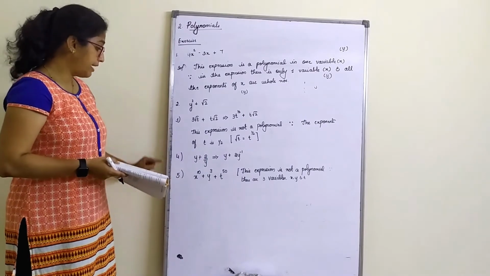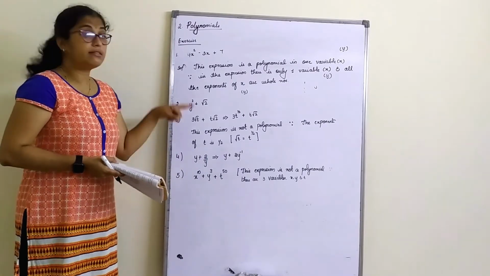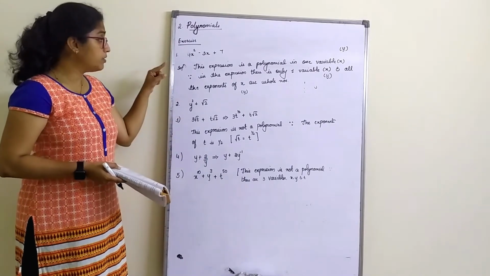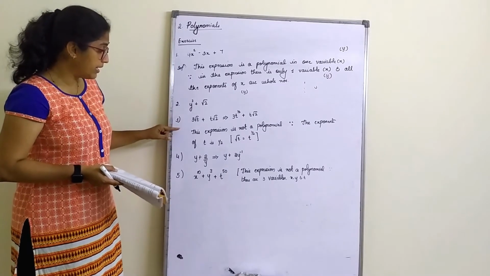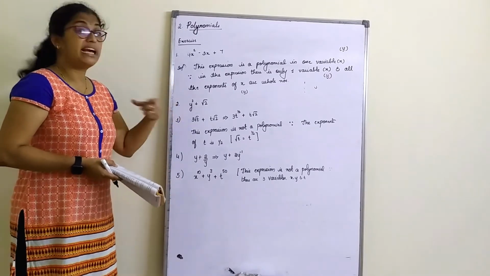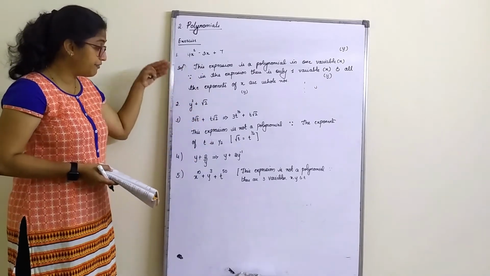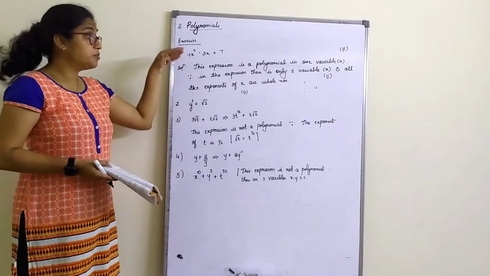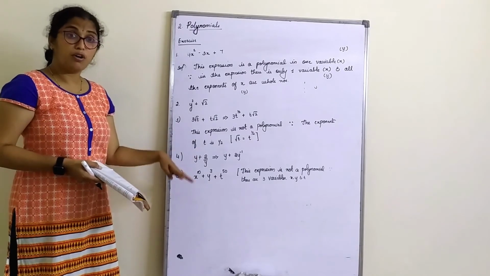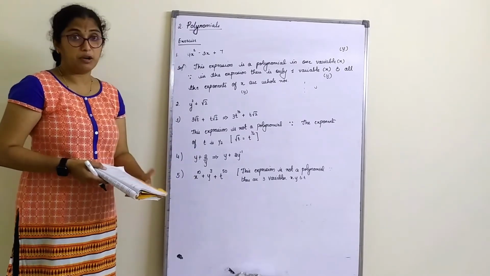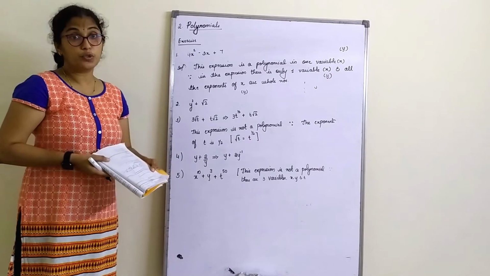I want you all to write down all the 5 with reason neatly. I have only written the reason for the first one and for a few others. The remaining I have just told orally because they are more or less similar to the first, second and so on, right? So please write the reasons for all the given 5 polynomials. Now we'll go on to the second one.